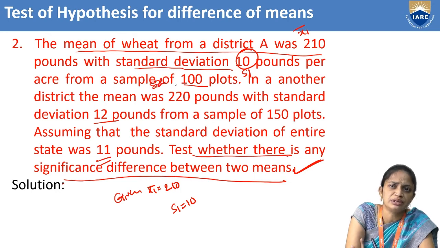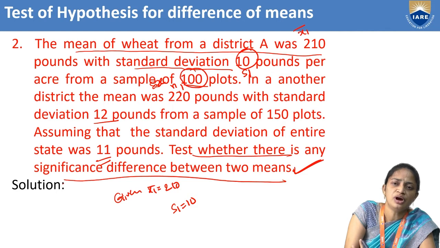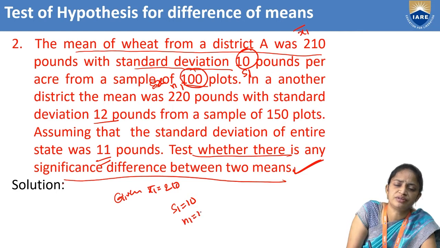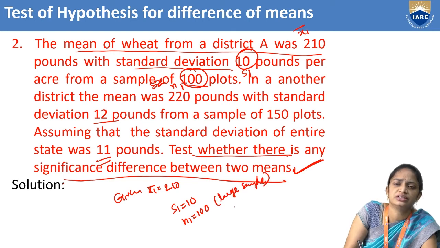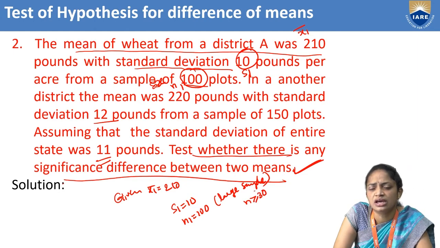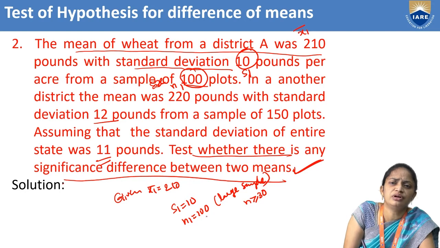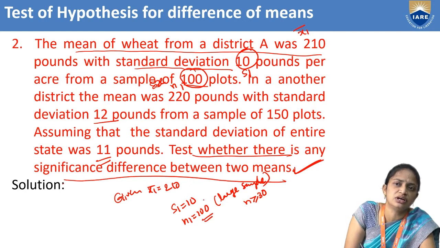So what is the sample size? The sample size is denoted with n. But here we have two samples, so that's why we are taking n1. So n1 equal to 100. Check whether it is a large sample or not. Yes, this is a large sample. Why are we saying that it is a large sample? We know that if n is greater than or equal to 30, then we can say that it is a large sample. So here n1 equal to 100, that's why that is a large sample.